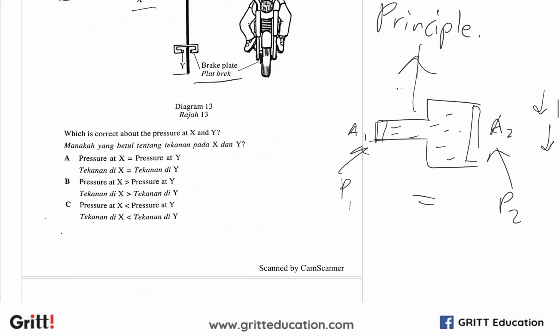So the correct relationship between pressure at X and Y is actually A, which is that it is the same amount of pressure for both X and Y.